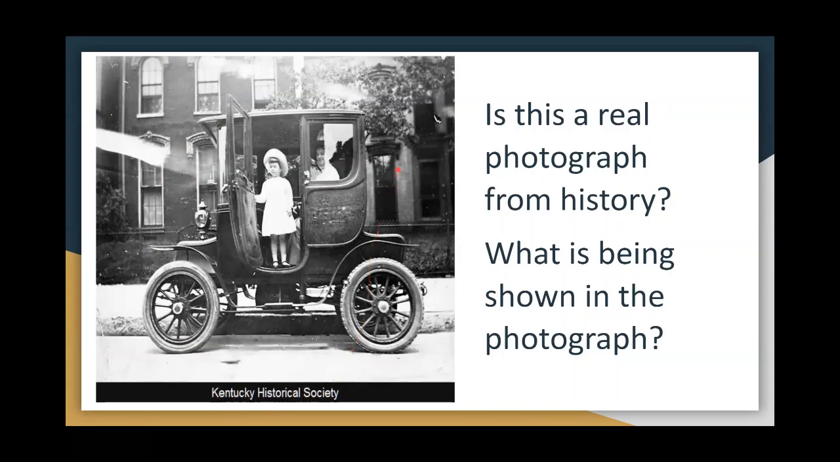I also know it took place a long time ago because the vehicle that the girl is standing in is not similar to what the vehicles and cars look like today. So this is a real photograph from history which happened a long time ago. And what's being shown is a little girl in a car or a vehicle during that time. So this is actually a primary source.